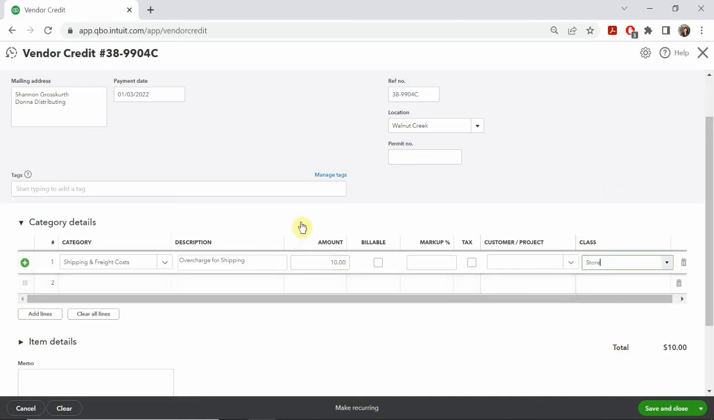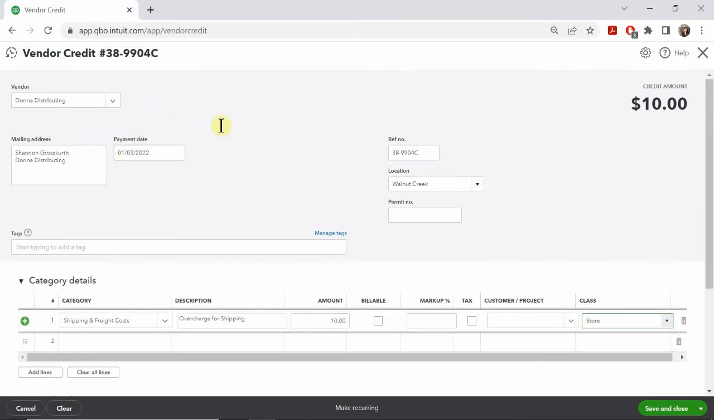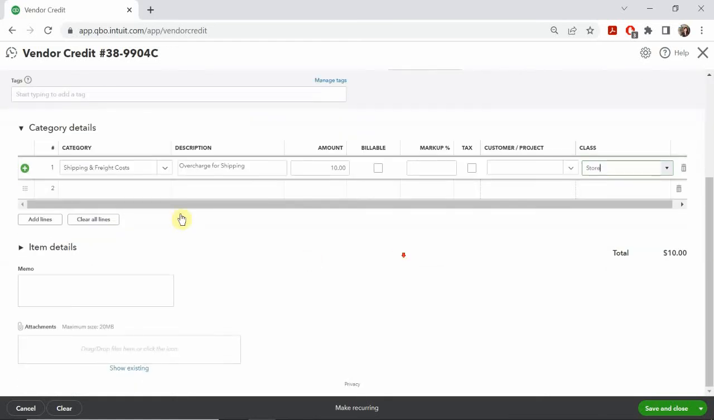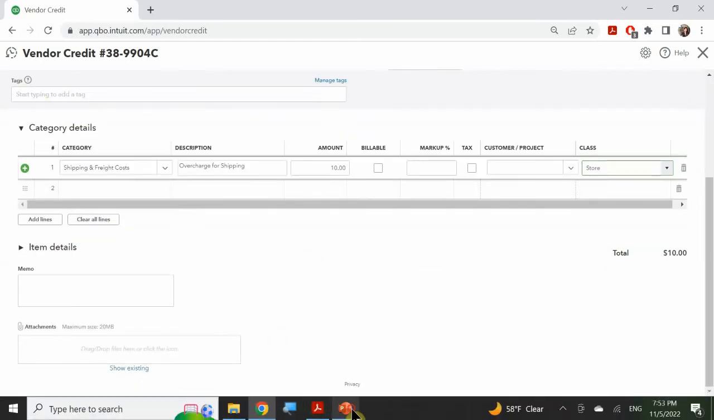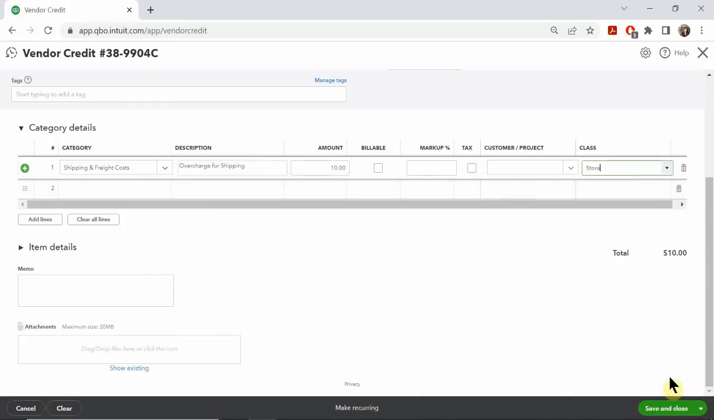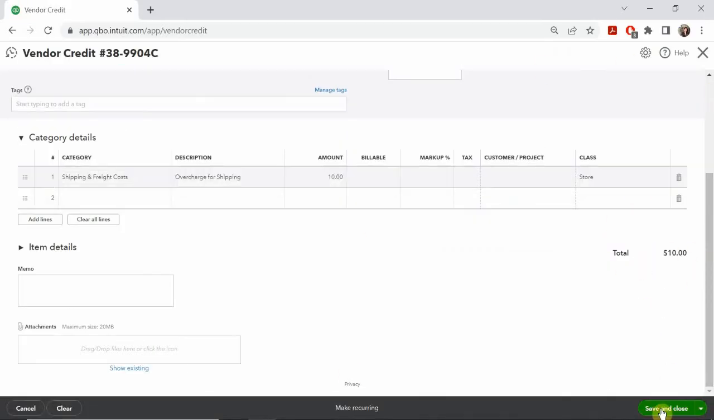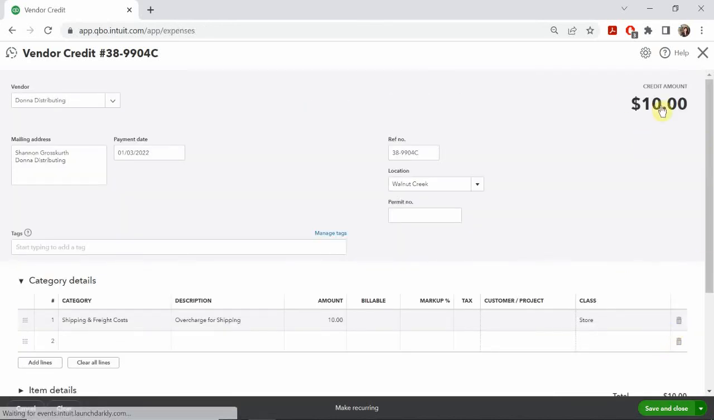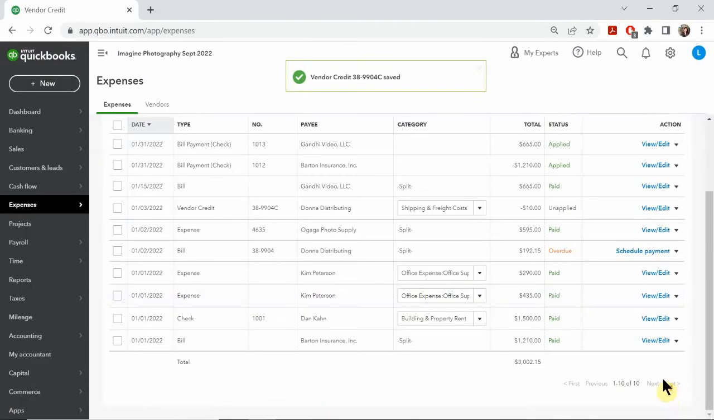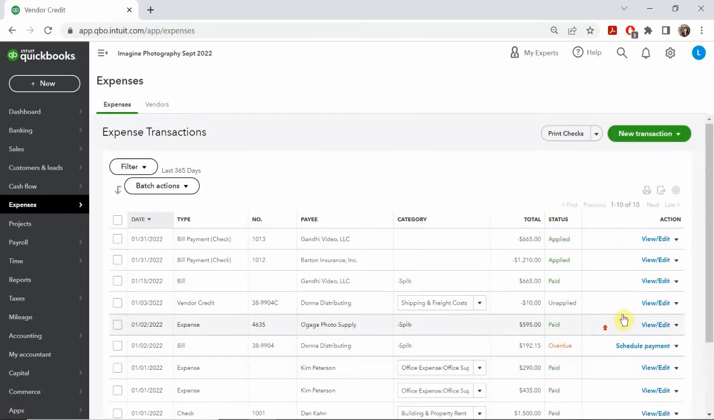Okay, so once your vendor credit looks good, everything is there, I'm going to go ahead and click Save and Close. So credit for $10. All right, so there you go. I return to the expenses window, and notice this, I have a vendor credit.